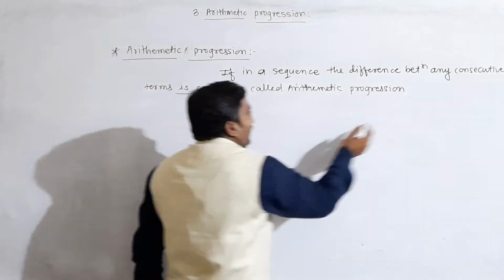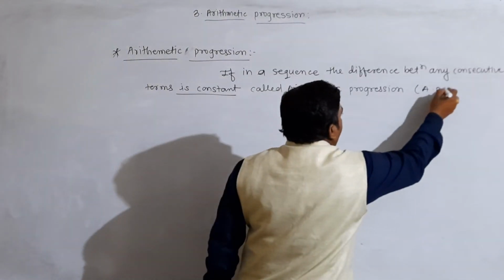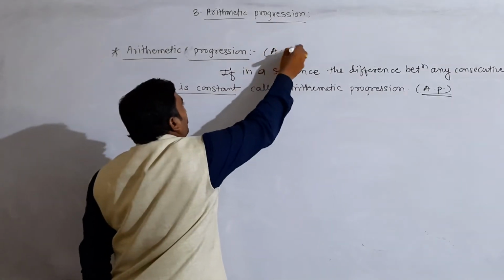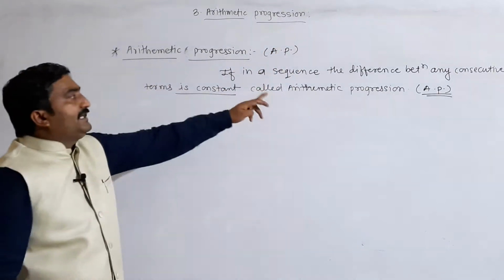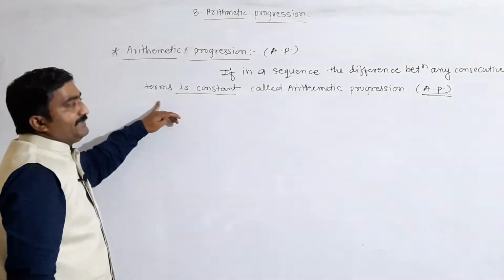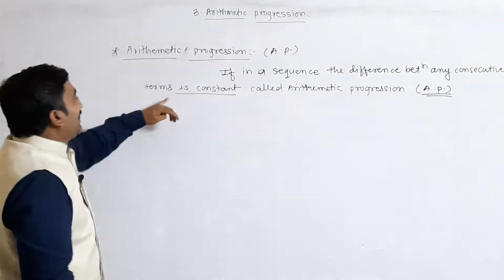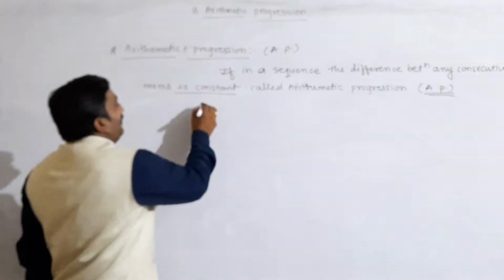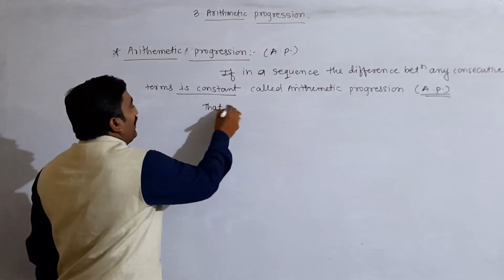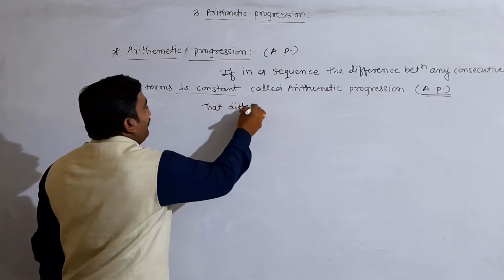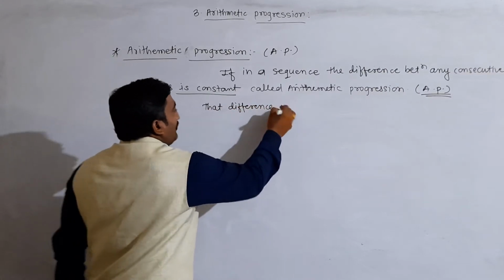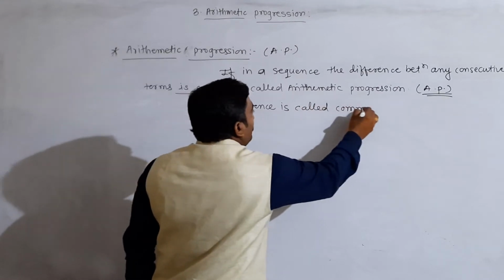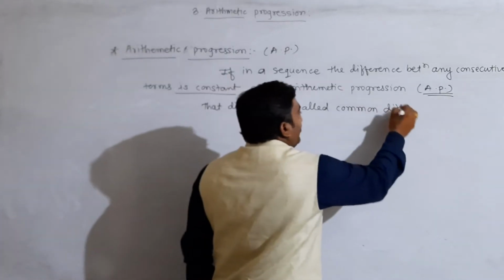Arithmetic progression, in short we can call it AP. If in a sequence the difference between any consecutive terms is constant, it is called arithmetic progression, and that difference is called the common difference.